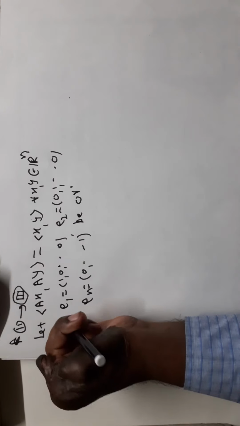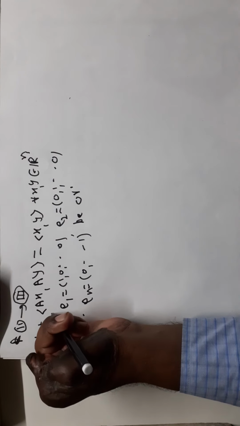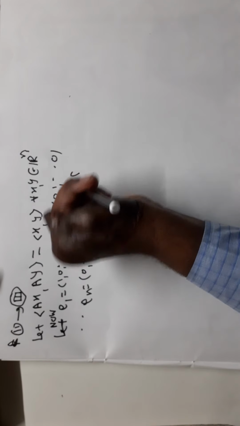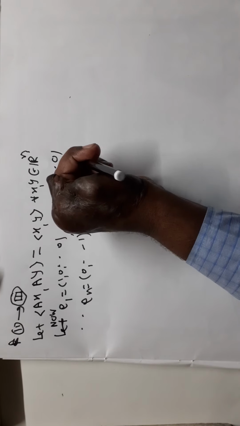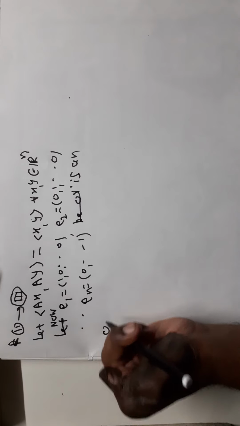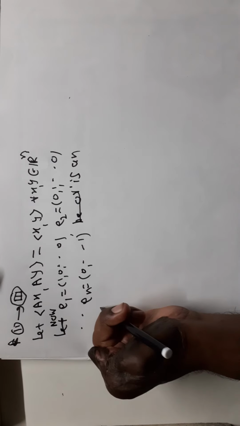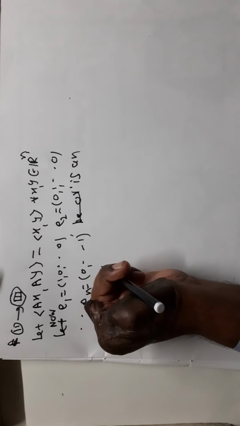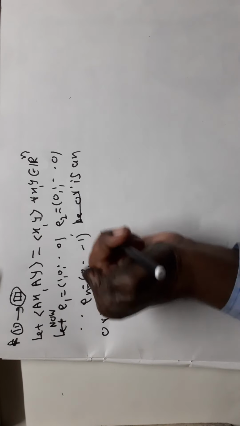Now E1, E2, En is an orthonormal basis of Rn. Orthonormal, we know this, orthonormal basis of Rn.